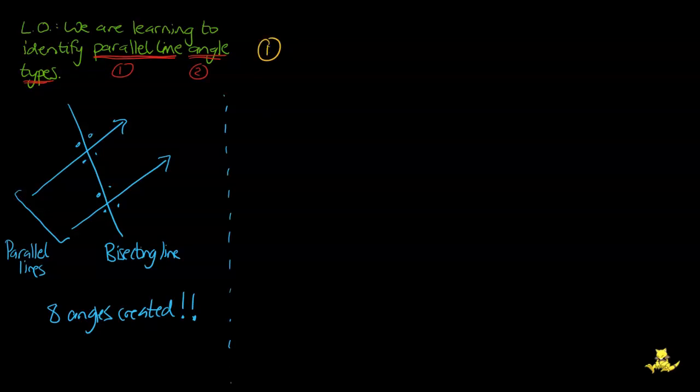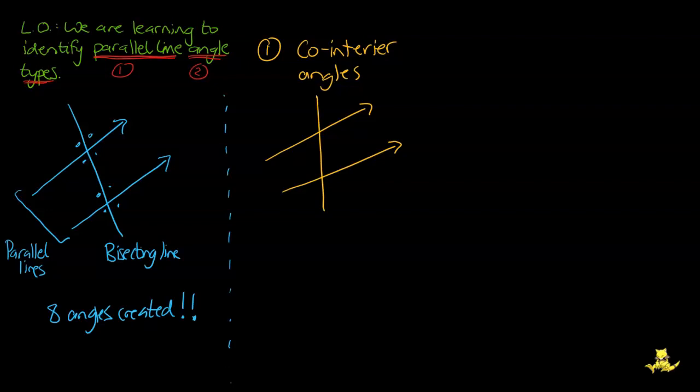First angle type I want to have a look at is something called co-interior angles. And I'm going to draw another set of parallel lines. So here's my parallel lines. And they are parallel because I've got the arrow. And there's my bisecting line. So co-interior angles, they've got 2 properties. They are within the train tracks, and I'll explain what that means in a bit more detail. And they're on the same side of the bisecting line.